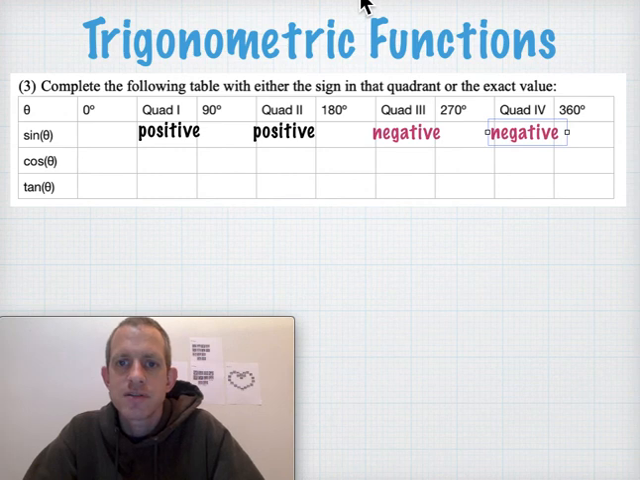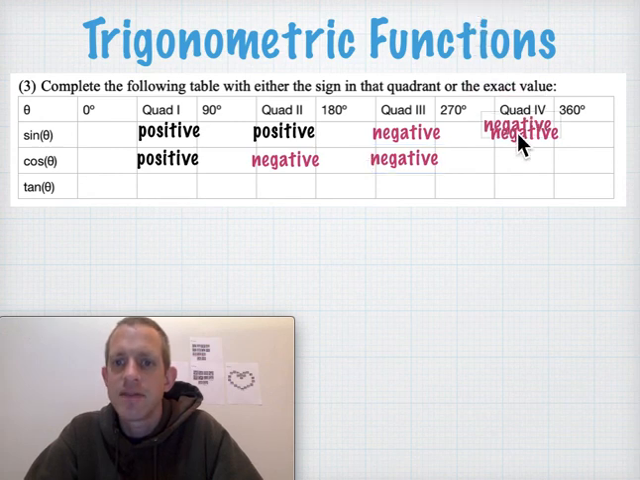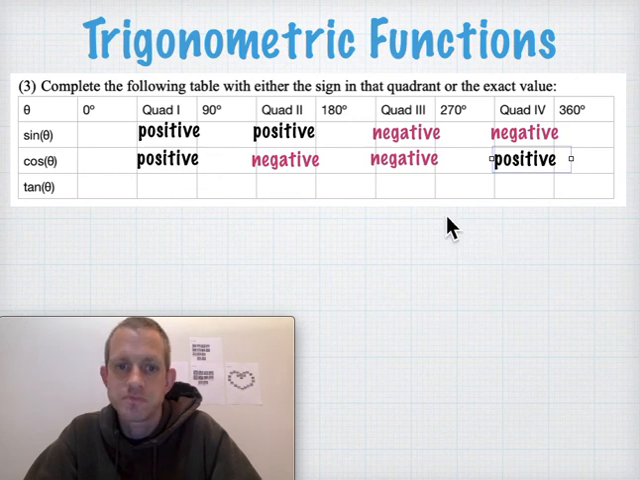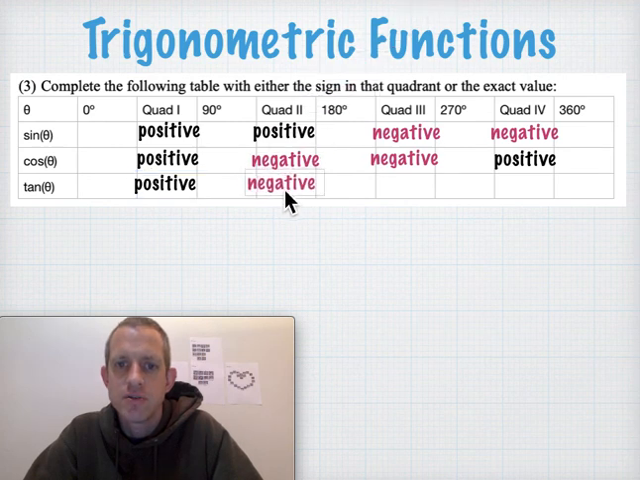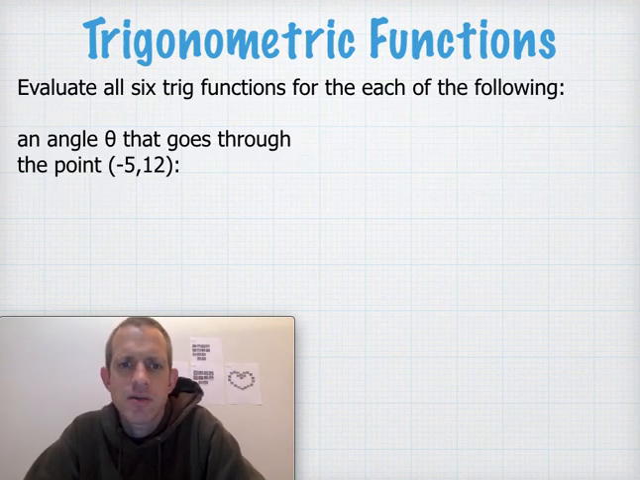We know that cosines start off positive, and then they're negative in quadrant 2 because you had to go to the left. They're still negative in quadrant 3 because you're still to the left. And then they become positive again in quadrant 4. When we look at our tangents, tangents start off positive in quadrant 1, then they go negative in quadrant 2, then they're positive again in quadrant 3, and negative again in quadrant 4. They alternate.